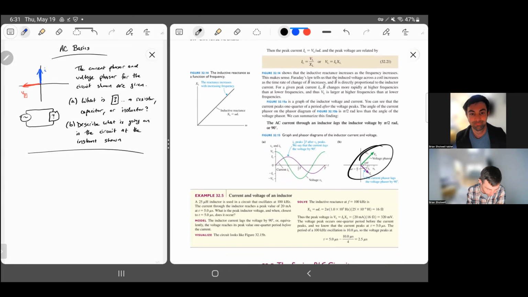So you can already jump ahead and look at this example problem that we have. You can maybe guess which of the two circuit elements it is, but it's definitely not a resistor because they're not in phase. See how they're 90 degrees out of phase?